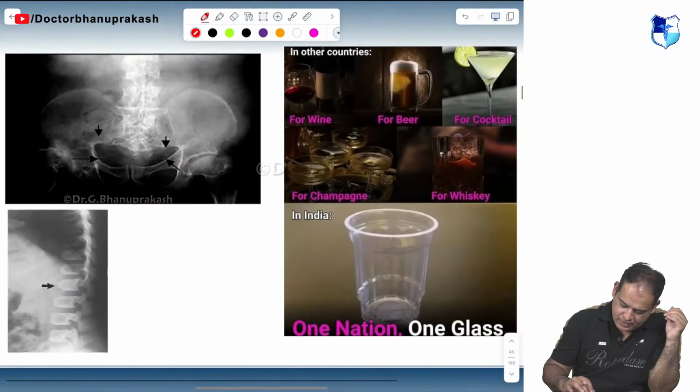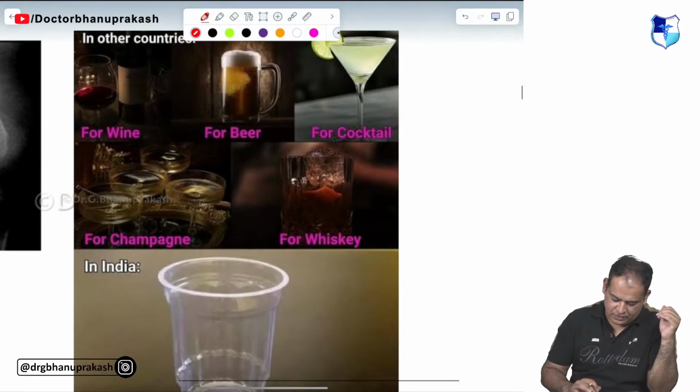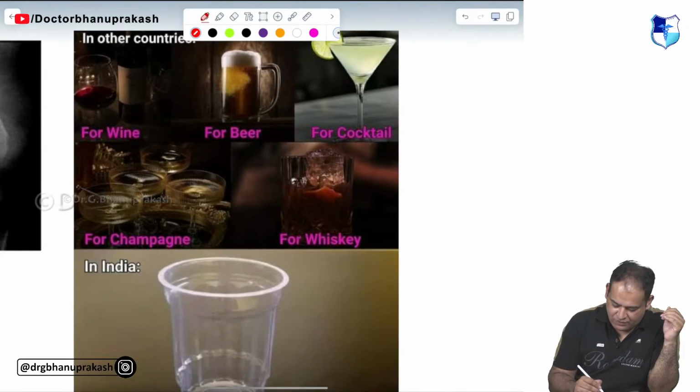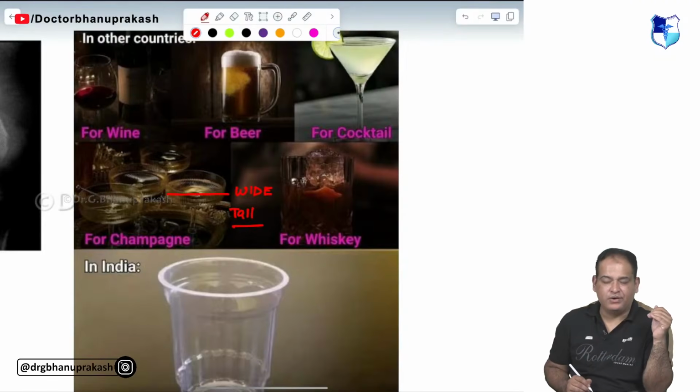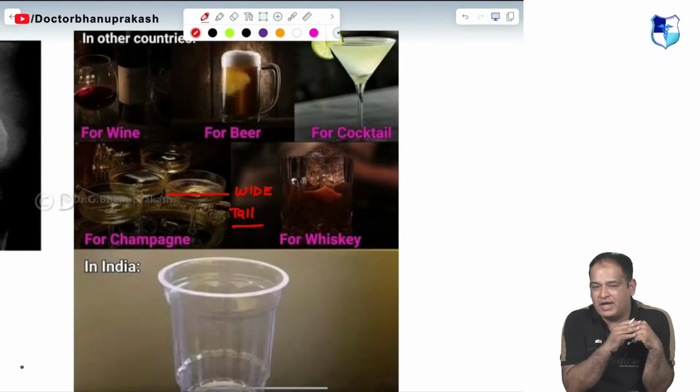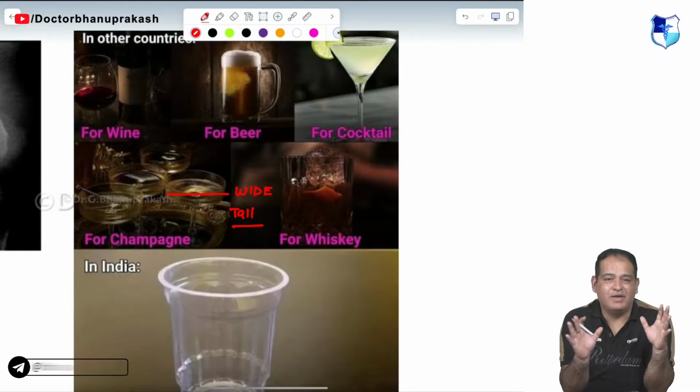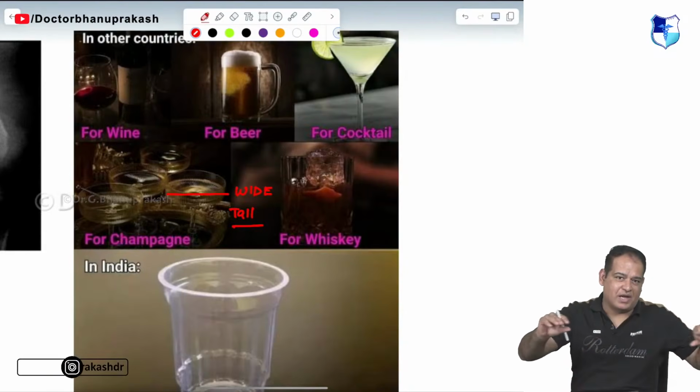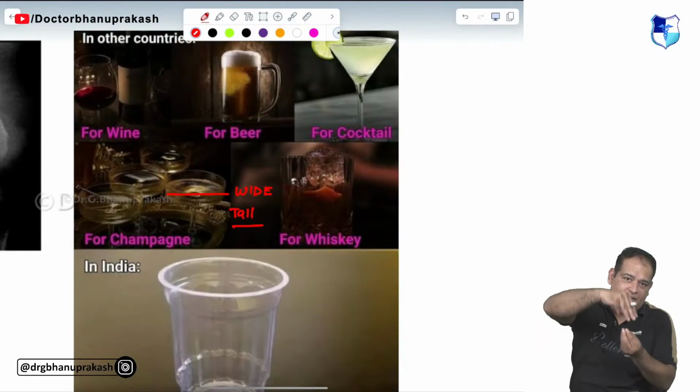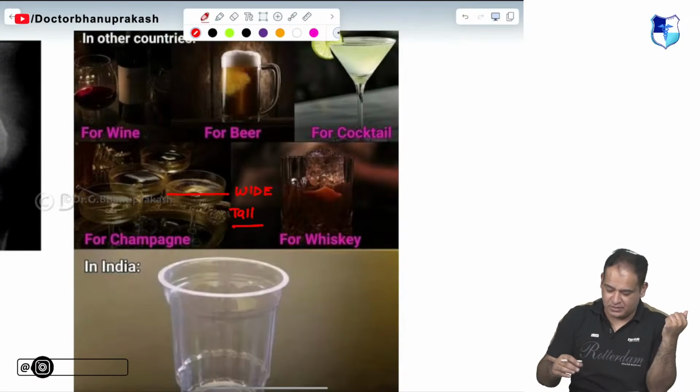Okay, now here, for champagne, they have got a glass which is very wide, but not very tall. Honestly, before I read achondroplasia, I did not know that a champagne glass is this wide. I thought the champagne glass was the tall one.